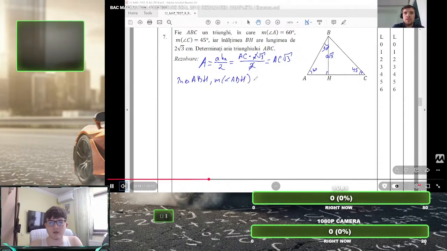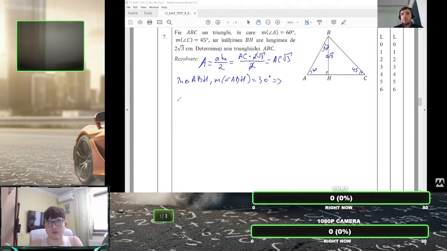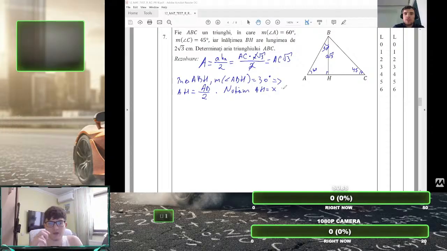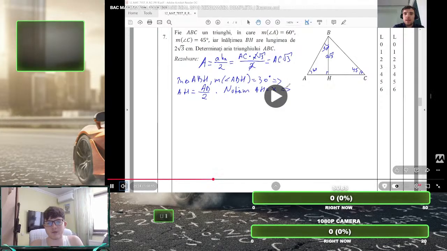So we got ABH 30 degrees. So what that means is that AH is going to be just square root of 3, right? Because it's AB divided by 2, so actually not, because it's the side opposite the 30 degrees, half of the hypotenuse, so that's going to be x. So just pop the Pythagorean theorem right there. 2x right there.